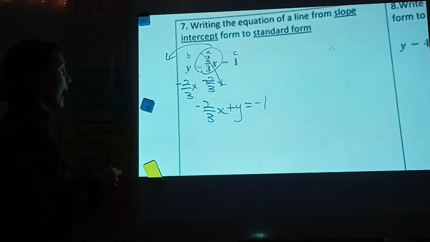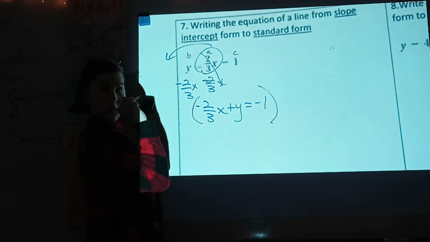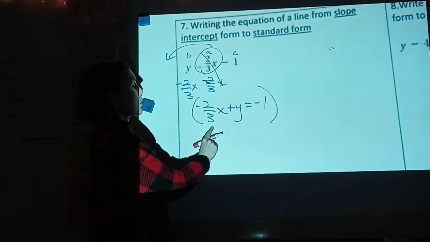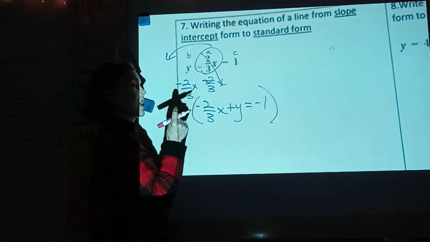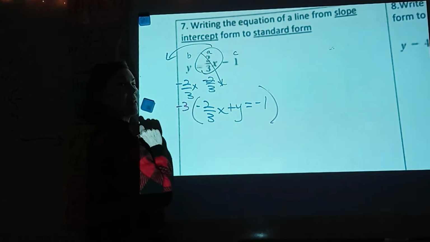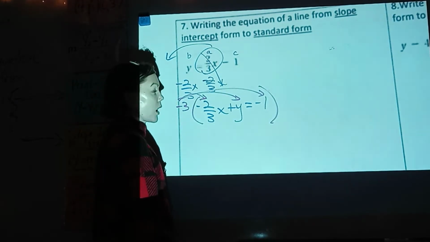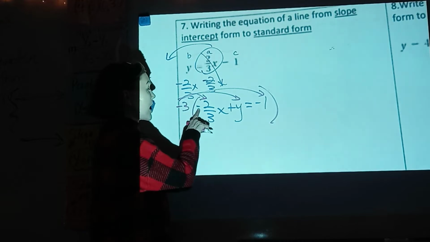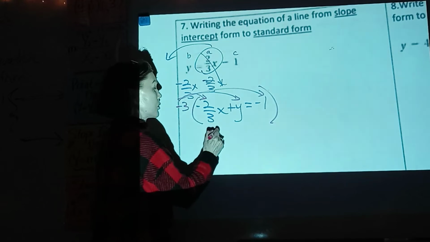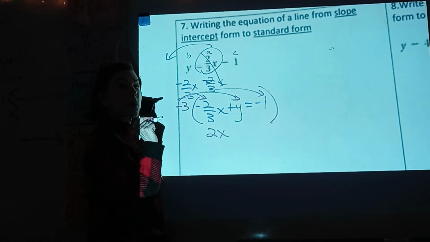You have to multiply the whole thing by whatever is in the denominator. But how do you get rid of a negative? By multiplying by a negative, because a negative times a negative gives you a positive. So we have to multiply by a -3, and 1, 2, and 3. Now 3 times 2 is 6, divided by 3 is 2. 2x. Did we get rid of the negative? Yes. Did we get rid of the fraction? Yes. Is that what we wanted? Yes, it is.